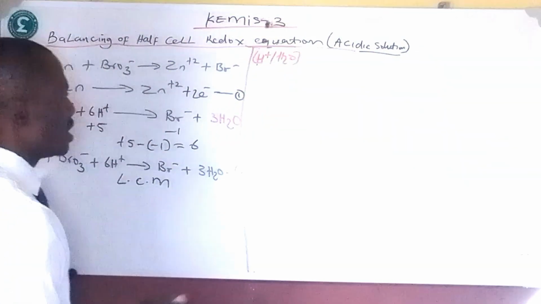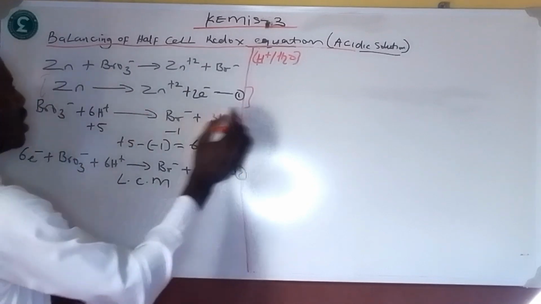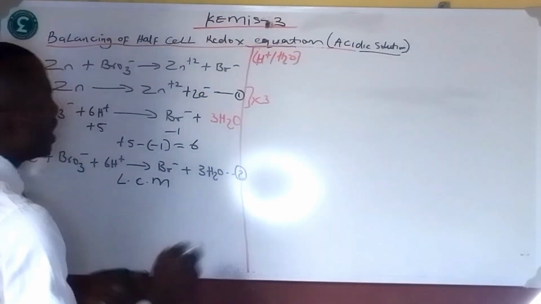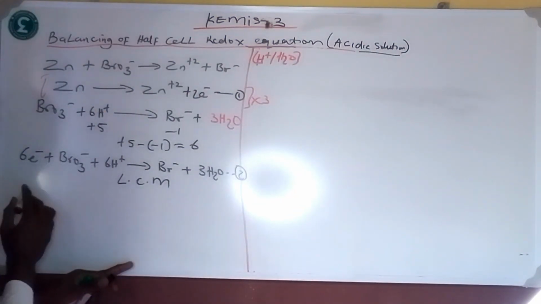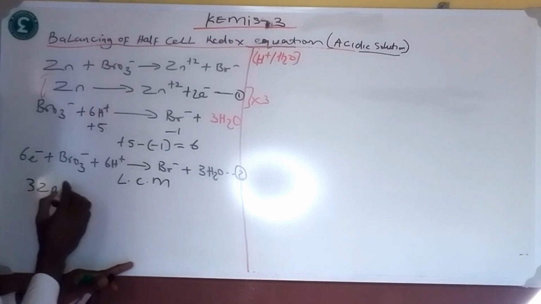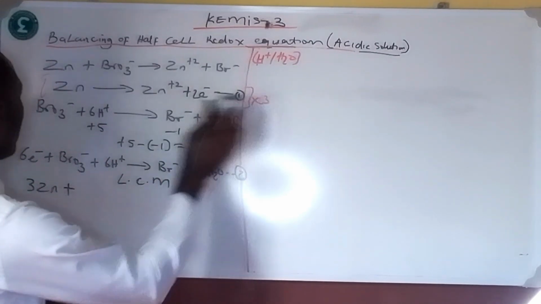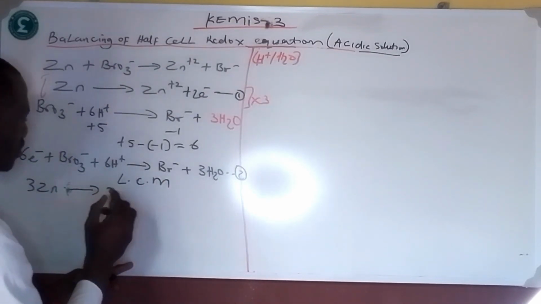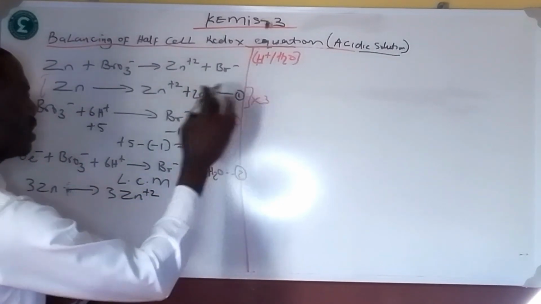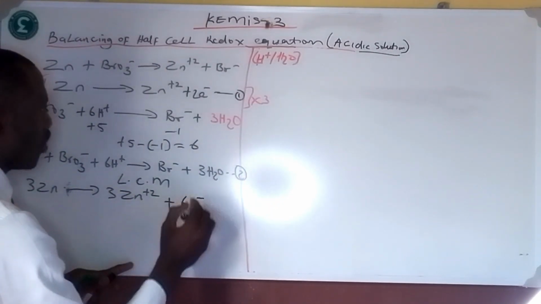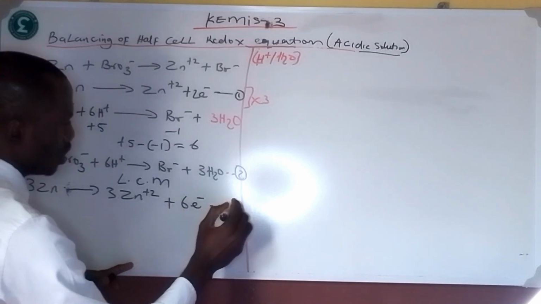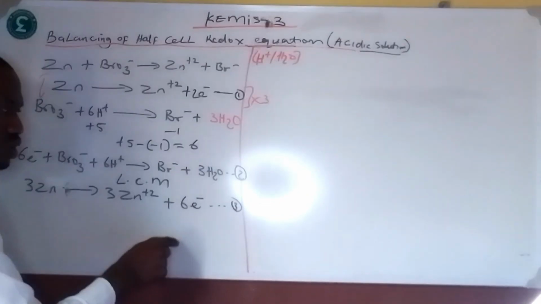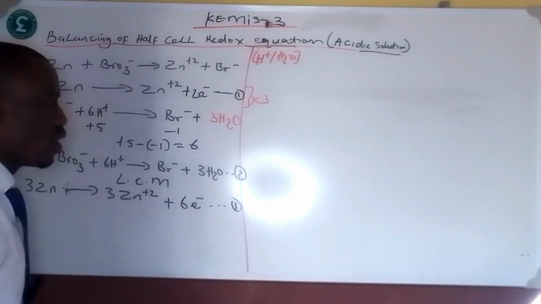So what I'm going to do is multiply this equation by 3 so that this electron count can become 6. Now let's do that. 3 times 1, that is 3 of those. 3 times 1, that is 3 of those. 3 times 2, that is 6 of those. This becomes equation 3. Having done that, I'm going to bring down this equation to this side so that I can now add up the equations.